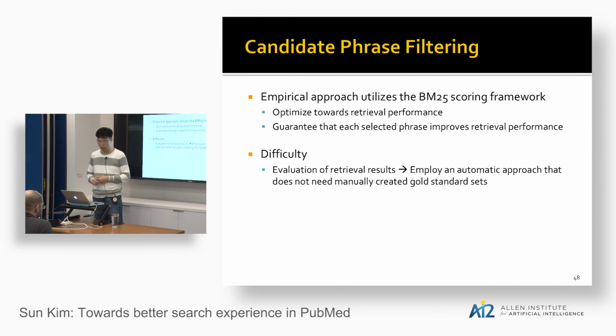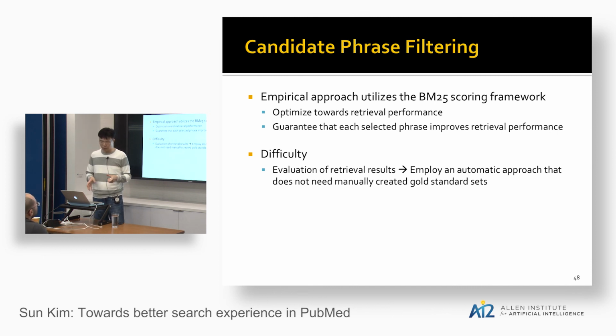The next step is to apply an empirical approach for phrase filtering. So we used our BM25 scoring framework to detect those text segments that benefit the search when they're used as phrases. This process is optimized towards retrieval performance and also guarantees that each selected phrase is a coherent unit and improves retrieval performance.